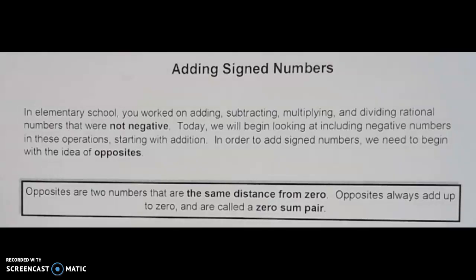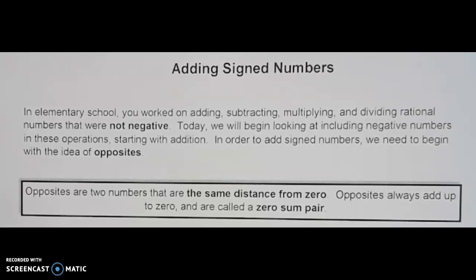In our lesson today, we're going to learn about adding signed numbers. When I say signed numbers, that means I'm going to be including positives and negatives in my addition problems. In elementary school, you worked on adding, subtracting, multiplying, and dividing rational numbers that were not negative. Today, we will begin looking at including negative numbers into these operations, and we're going to start with addition.